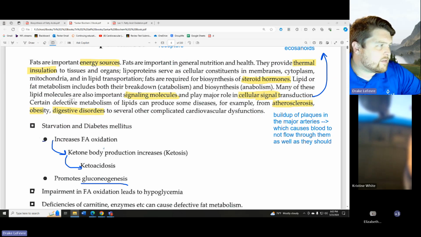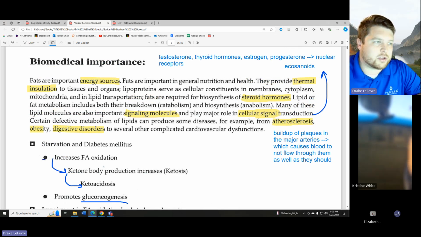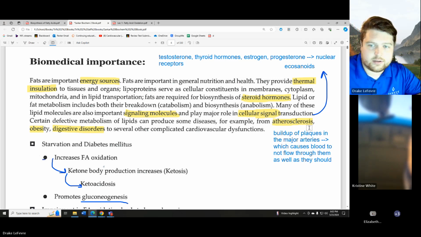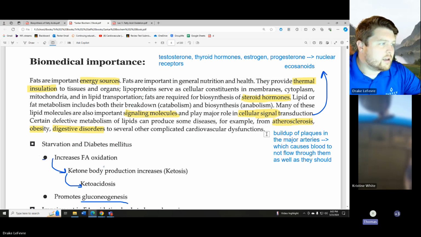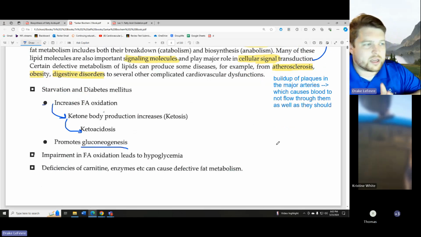Certain defective metabolism of lipids can produce some diseases. For example, atherosclerosis. Have you heard of atherosclerosis before? Do you know what it is? Yeah, isn't that like hardening of the arteries? Calcification or something? Yeah, essentially, next trimester, you guys will be in Gen Path, and you'll have a whole big chunk on this, and this will come back in a couple different classes.